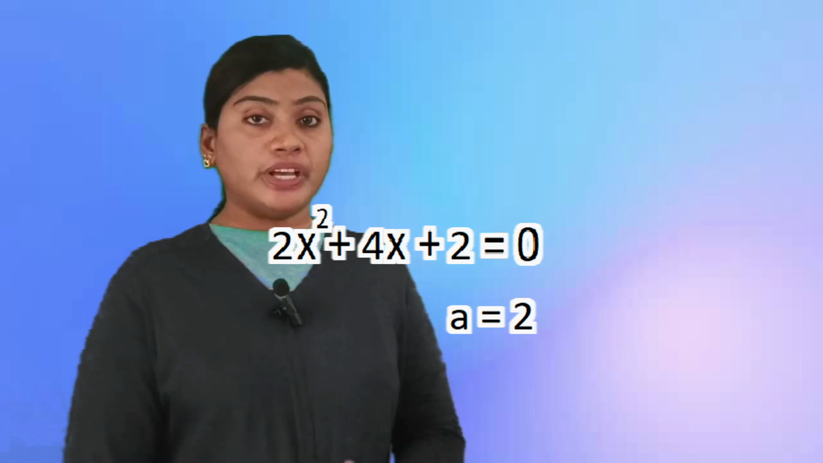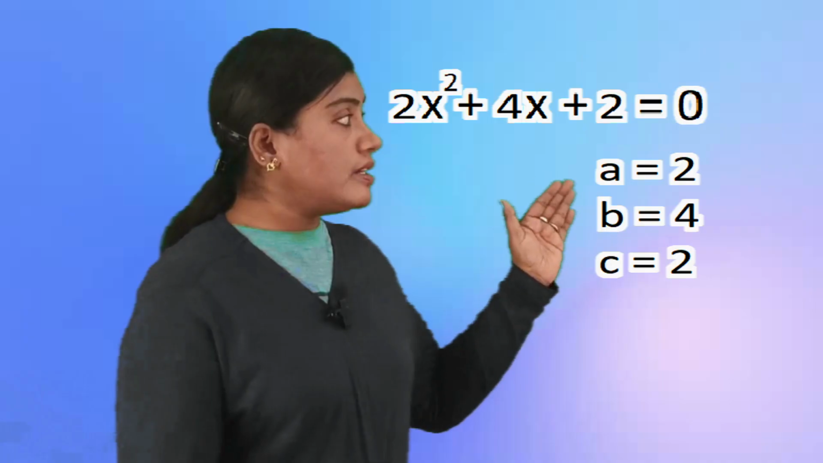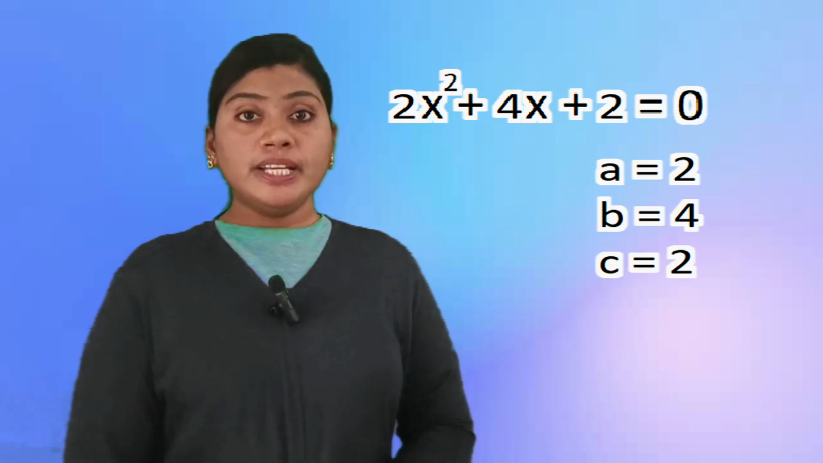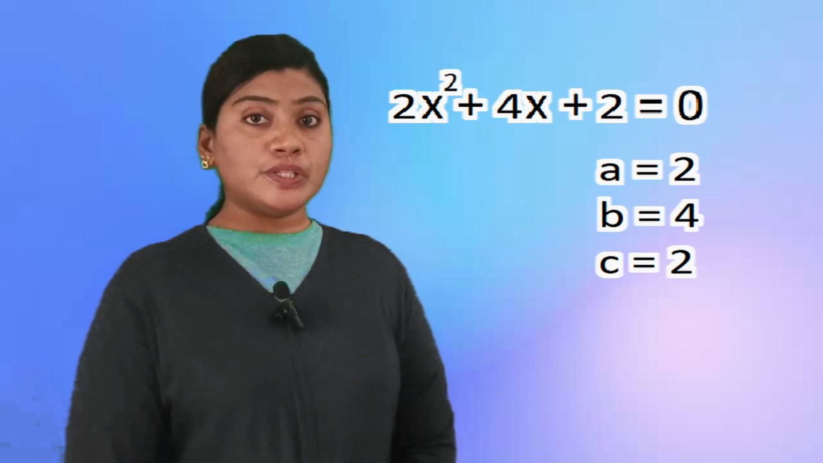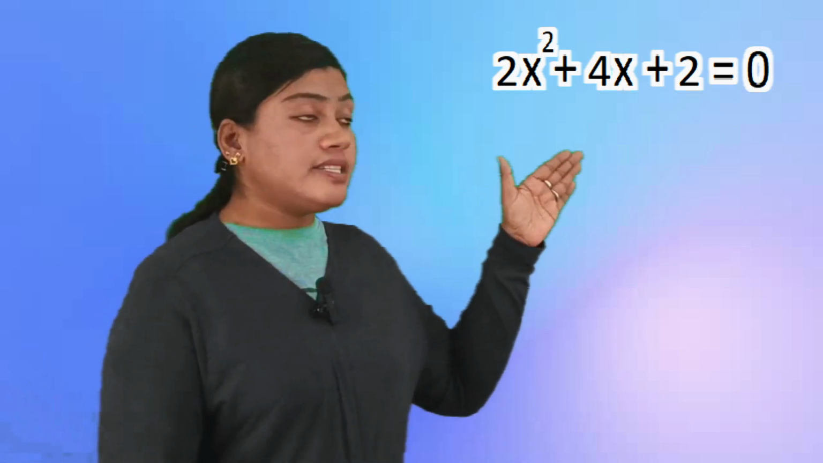The coefficient of x, that means b, is equal to 4. The constant term, c, is equal to 2. So, it is in the form of ax square plus bx plus c is equal to 0. So, we can say that this is a quadratic equation.